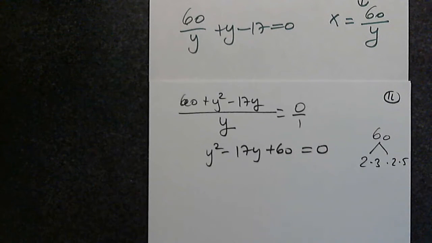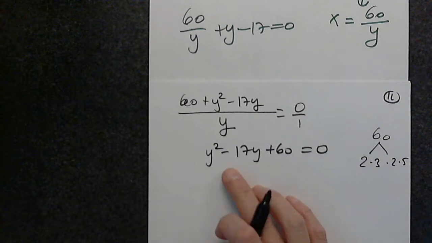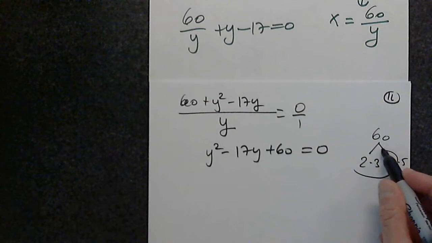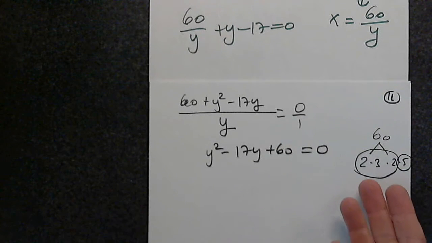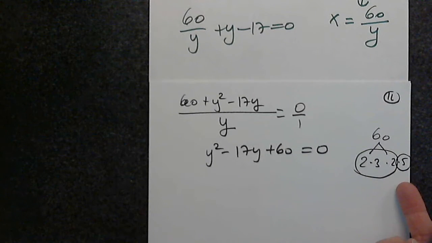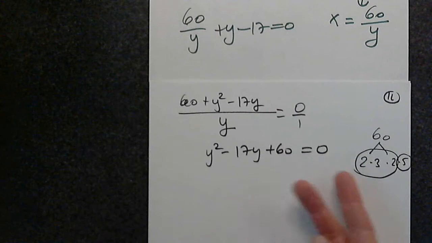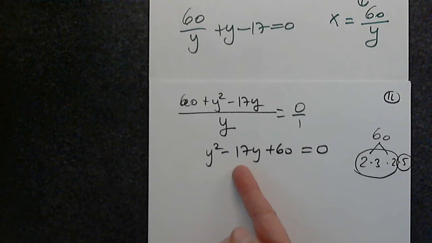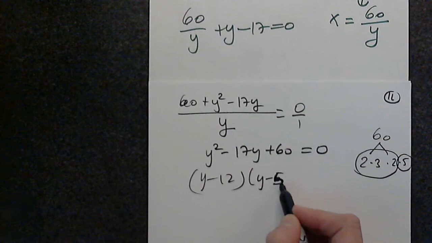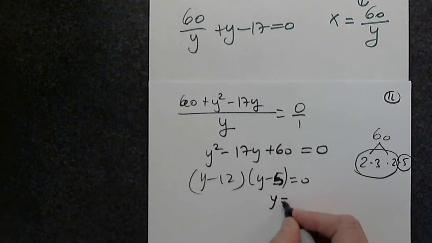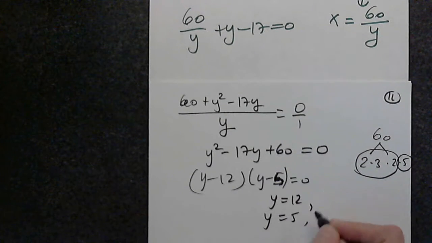I can? They both have to be negative because the product is positive and the sum is negative. So yes, negative 12 and negative 5. The product is 60 and the sum is negative 17. So (y minus 12)(y minus 5) equals 0. So y equals 12 and y equals 5.